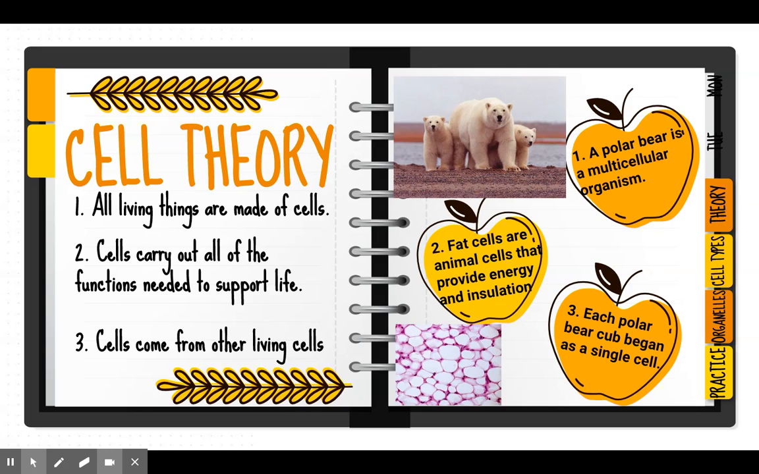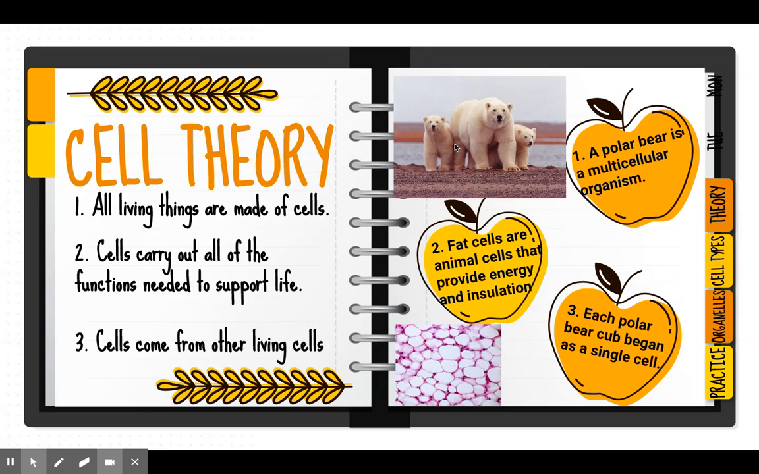If you need to respond to your environment and take in more water, then you have parts of your cell that are going to do that as well. And so, without those cells to carry out those life functions like growing and reproducing and responding to changes in your environment, you wouldn't be able to live. And lastly, cells come from other living cells.